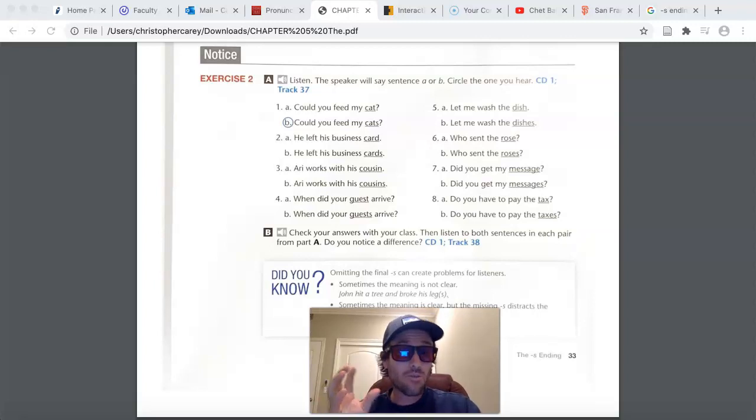So that's another grammatical construct, the S for third person singular, the S for plural subjects, and we also use it as a possessive pronoun or possessive noun, and we'll look at that example further on in the chapter. But what I wanted to point out to you here is that if you leave out the final S, it can create problems, right?